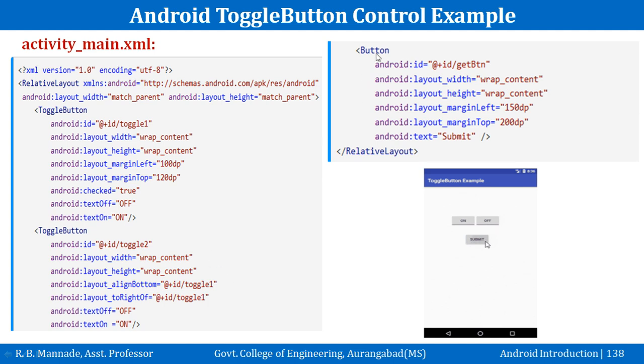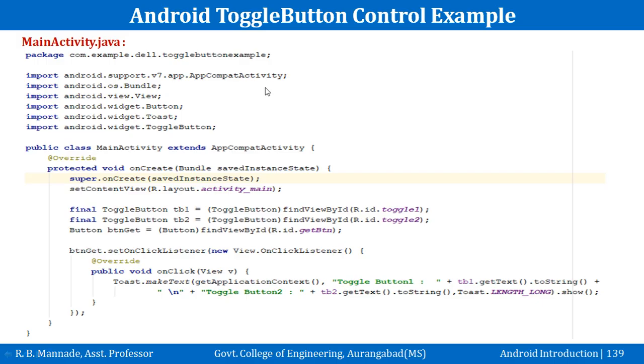And the last control is the button control. This is a simple button whose ID is get_btn, with width, height, left margin and top margin, and its text property is set to Submit, which is why it shows Submit as text. So this is the layout of this particular activity, the activity_main.xml file. Now we will see the .java file of the same activity. It is as shown here. Up to this point, this is typical code.